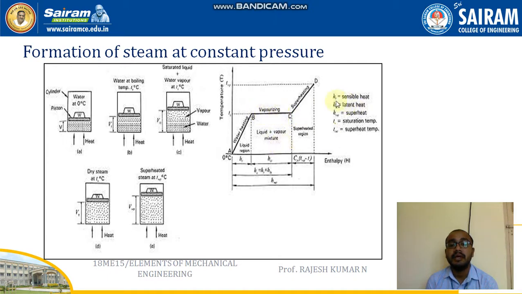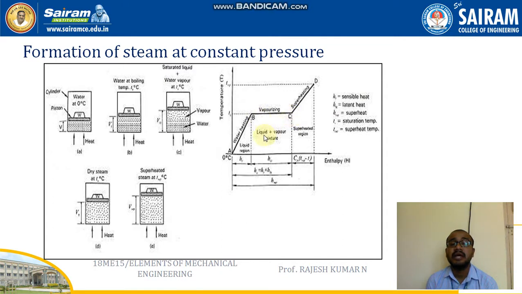You can see here, the first portion, that is from A to B, is called the sensible heat, where depending upon the supply of heat there will be a rise of water temperature. But from B to C, that is from the wet vapor to the dry vapor condition, there will be a heat supply, but there will not be any rise of the temperature. So this B to C portion we call latent heat. So here the process of wet steam into dry steam takes place.